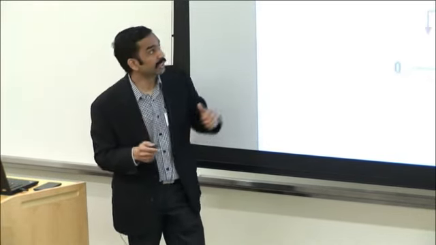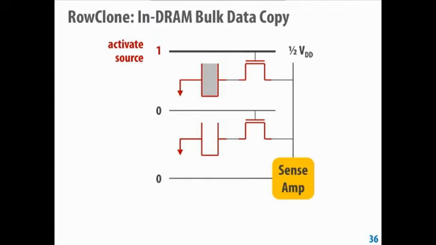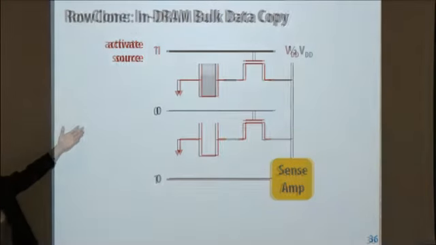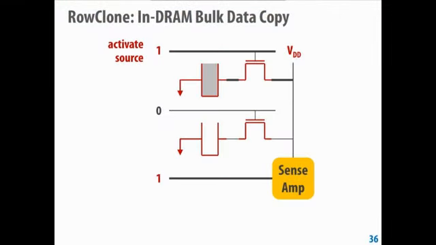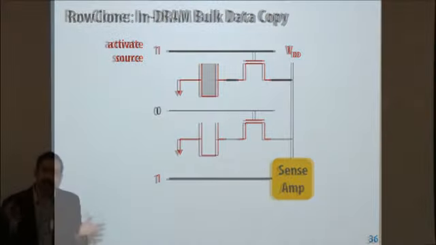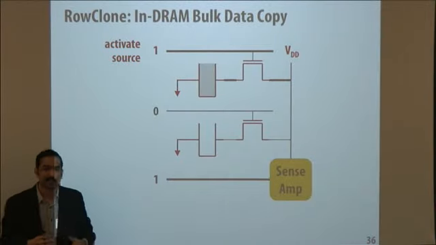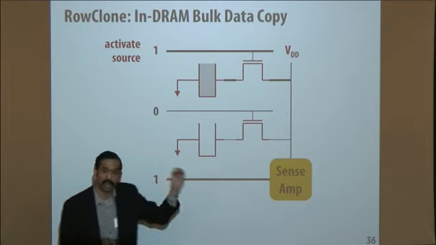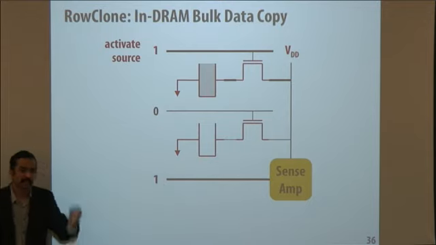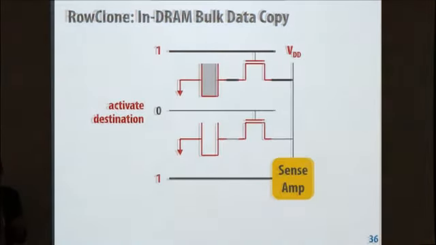Initially we will activate the top cell, which we call the source, and it's going to go through the operation that I described in the previous slide, and the cell is going to get fully charged at the end of it, and the bit line is now at VDD. In this state, typically what DRAMs do today is to perform this operation called pre-charge, which will essentially take the bit line back to half VDD. But instead of doing that, we are going to activate the destination directly.